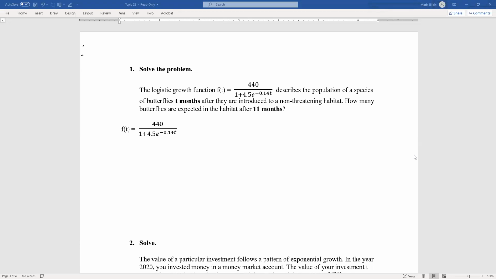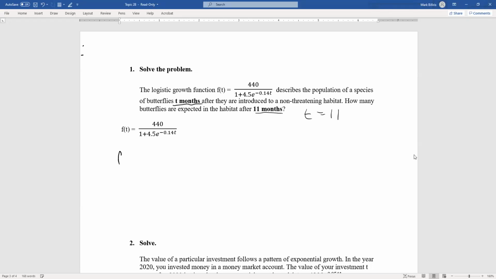So keep in mind in this problem, they're telling you that t is in months. So the t in the problem represents the number of months. Here they're asking us after 11 months, so we know that t would equal 11. All we need to do to solve this problem is substitute 11 in for t in the original function.